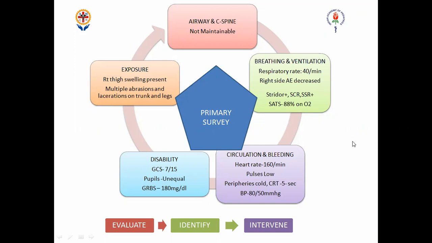No, you come ABCD wise. So in A, we've seen there is a problem, airway is not maintainable. In B, what is the problem here? Air entry is decreased, sir. We have to percuss and find out whether it is due to pneumothorax or it could be hemothorax also. So we'll percuss. Before that, what is the problem here? Respiratory distress. Is it respiratory distress or something else, by classification?